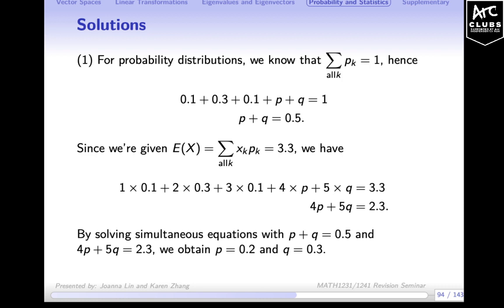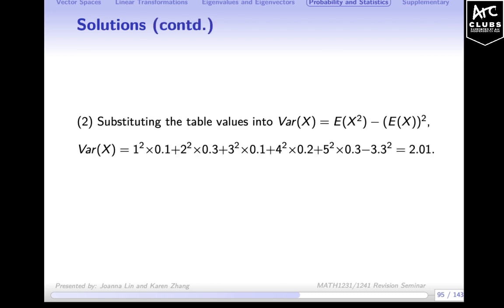and you get p and q. Okay, so once you have p and q, you can work out your variance just by using this equation here. So this part here is the expected value of x squared, and then minusing off the expected value of x all squared, and you have 2.01.